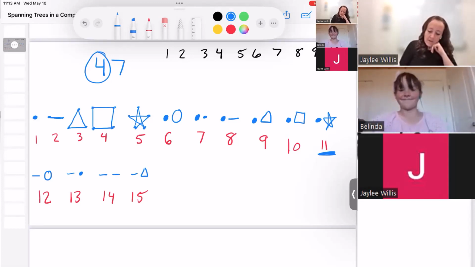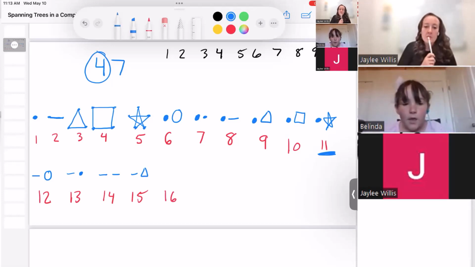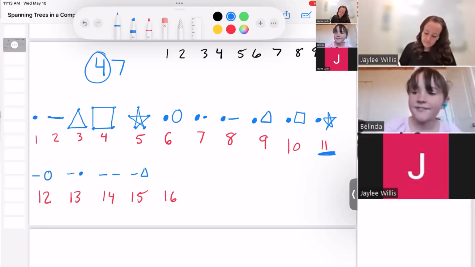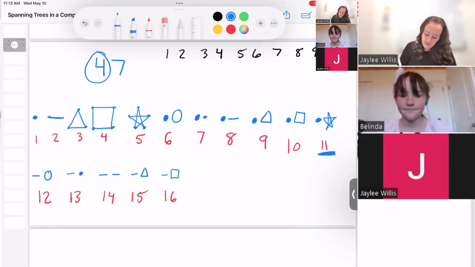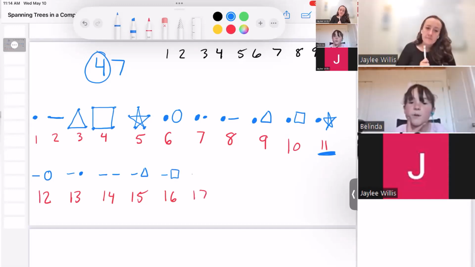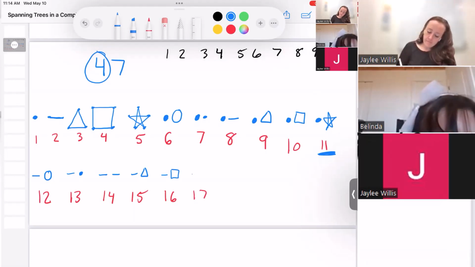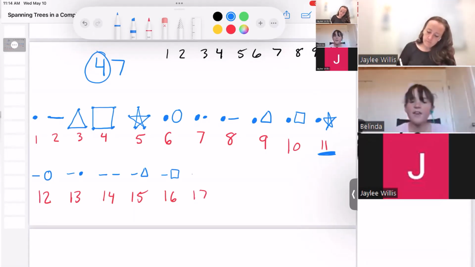Okay, what would come after that? What's the number 16 in alien language? It would be liney square. Okay, and then the number 17? 17 would be, let's see, line star. Liney star. Okay, what would 18 be? Line T star.